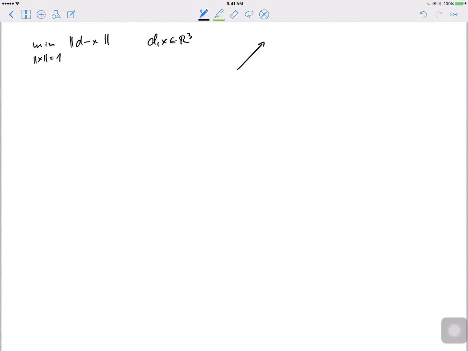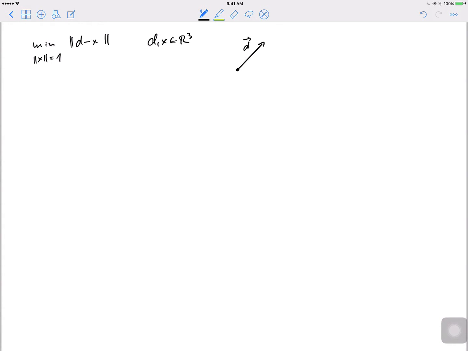So D is a vector, right? That's my D, right? It's an arbitrary vector. I didn't tell you anything about the D vector, right? Oh yeah, in the same direction. In the same direction. That's right. And so yeah, I agree. X should be pointing in the same direction as D. And norm 1, right? So what is the formula?